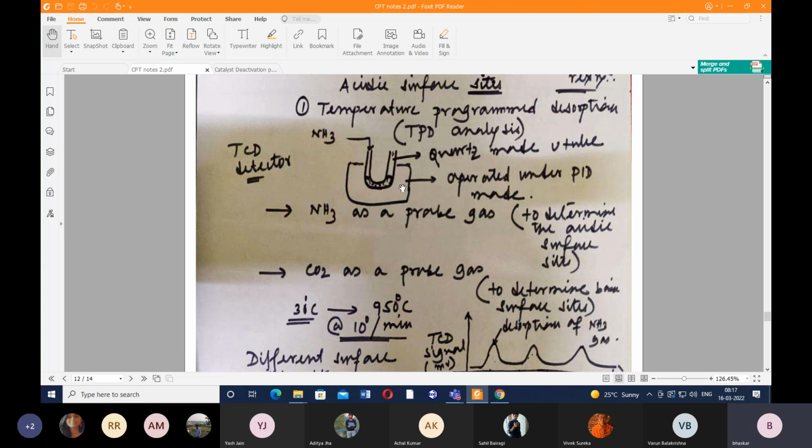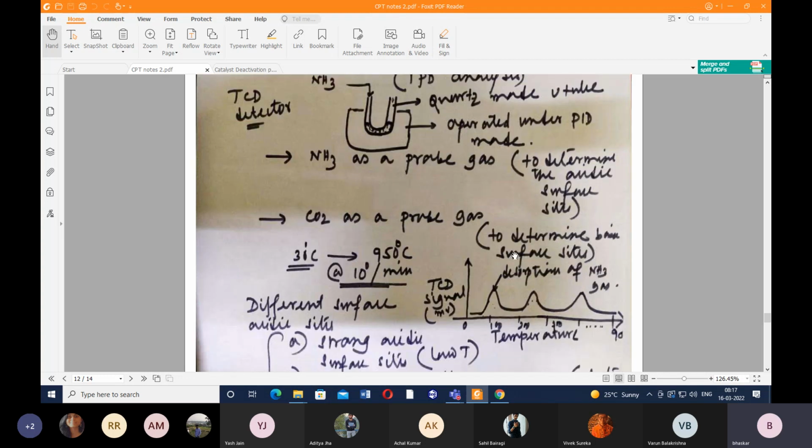So this is mounted inside a furnace, and the furnace is operated under PID mode. By PID mode, we are increasing the temperature, and the temperature ramp is around 10 degree per minute. As a result, we will be recording, and the outlet of this is connected to a thermal conductivity detector. This detector detects the amount of ammonia for acidic surface sites and the amount of carbon dioxide for basic surface sites. So this unit would be micromole per gram.